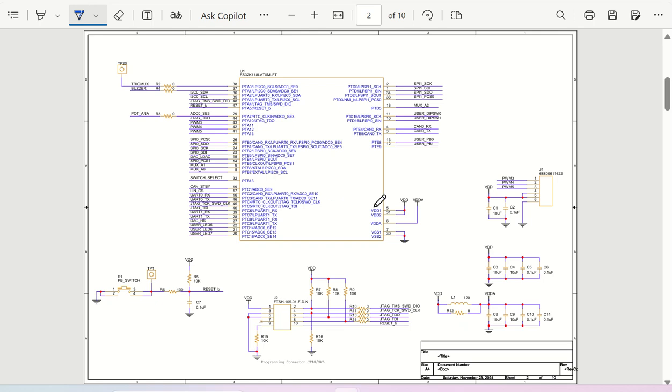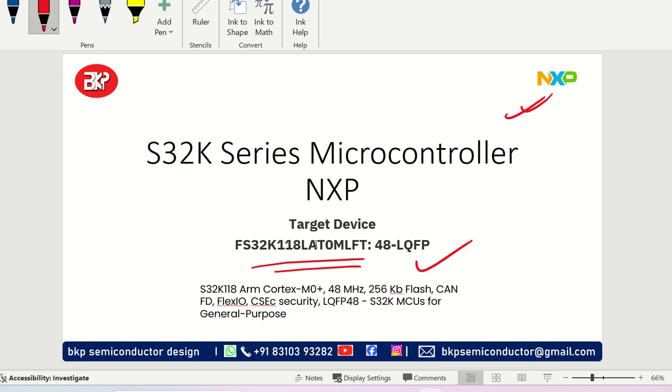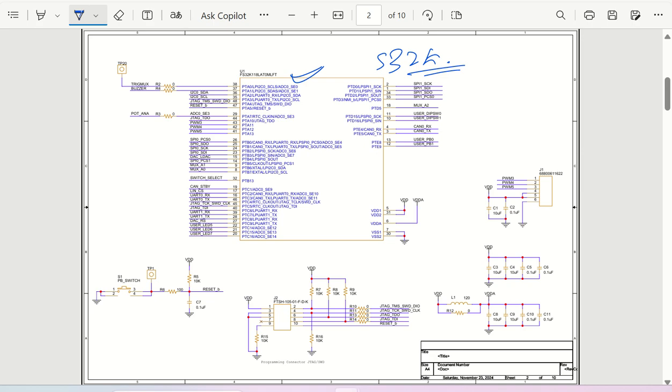Alright, so let us continue the discussion of microcontroller circuit design with the S32K series. We have already discussed various parameters, like the features and functionalities of this S32K microcontroller series. The device that we are using is the 48-pin LQFP package, and the exact device is FS32K118, right? And this LF is actually indicating the 48-pin package. Okay, so let us continue the circuit design.